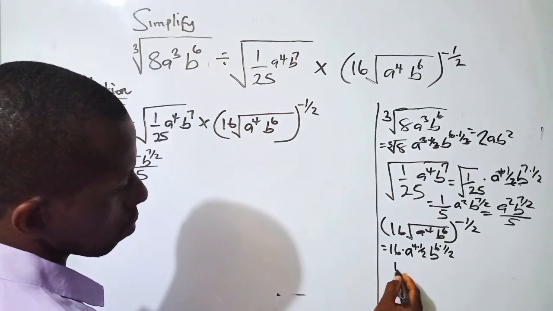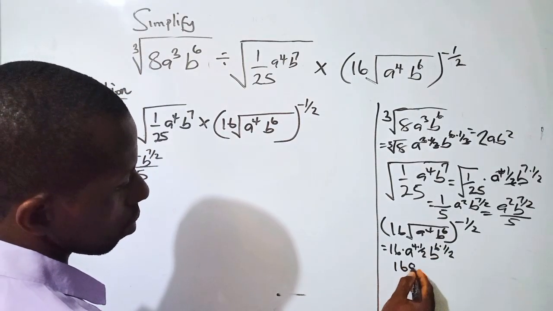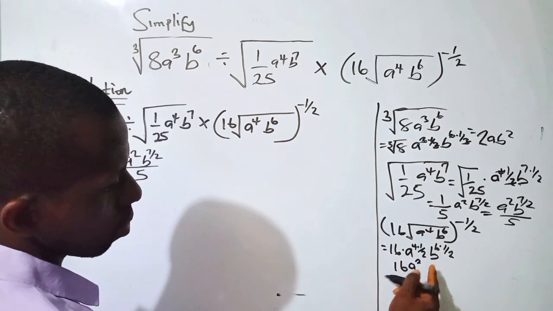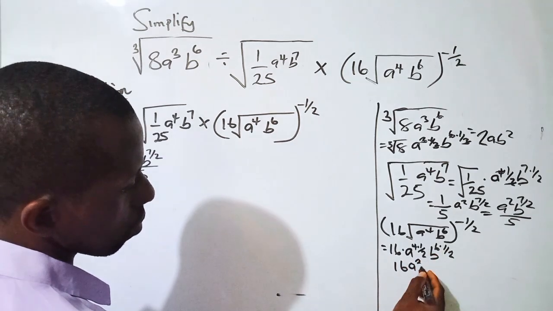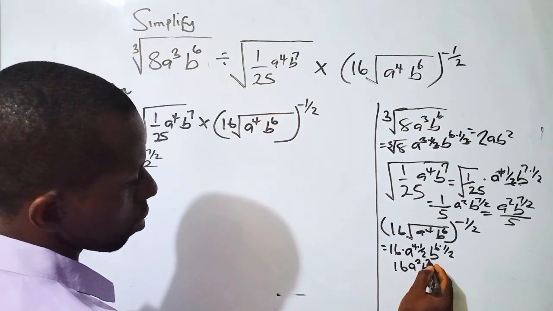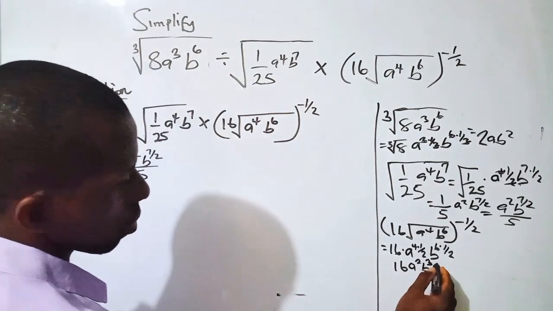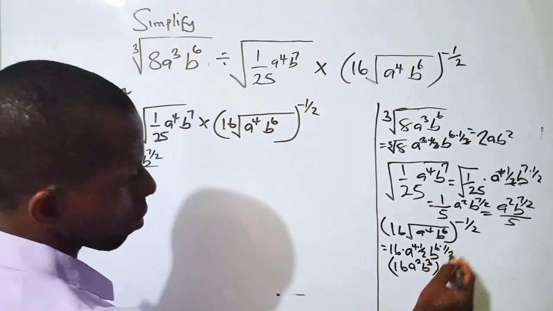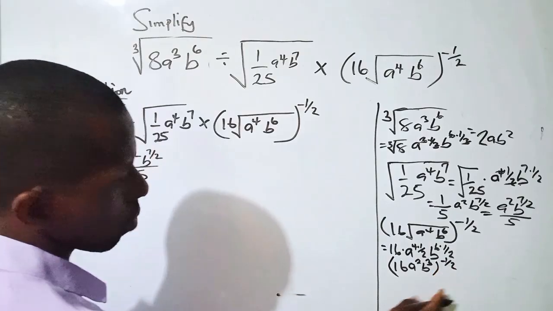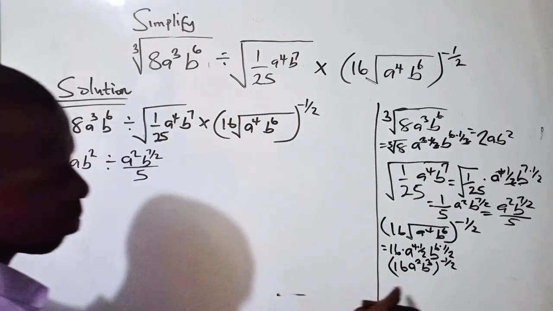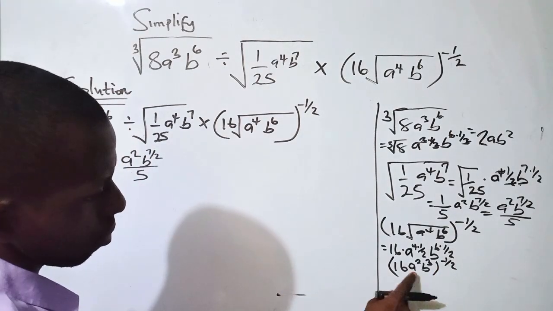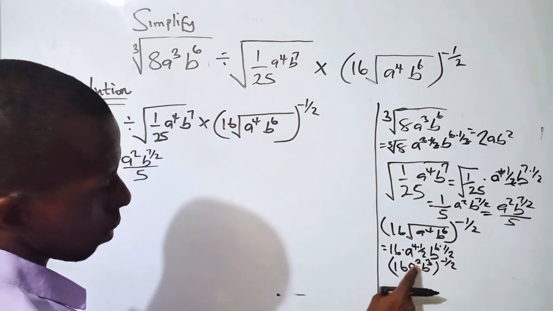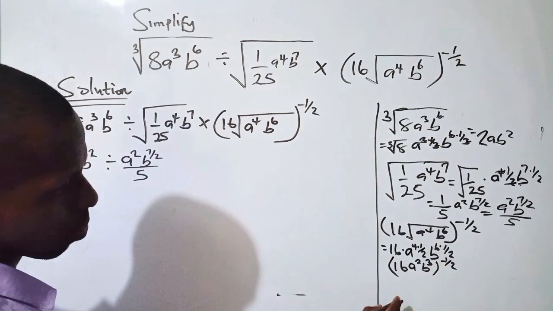Here we have this as 16, we have this as a. So when we simplify this, we have this as a raised to power 2. When this multiplies this, we have this as b raised to power 3. Do not forget, we have minus half as the power. So when we apply the exponent law, minus half multiplies all terms within the brackets.